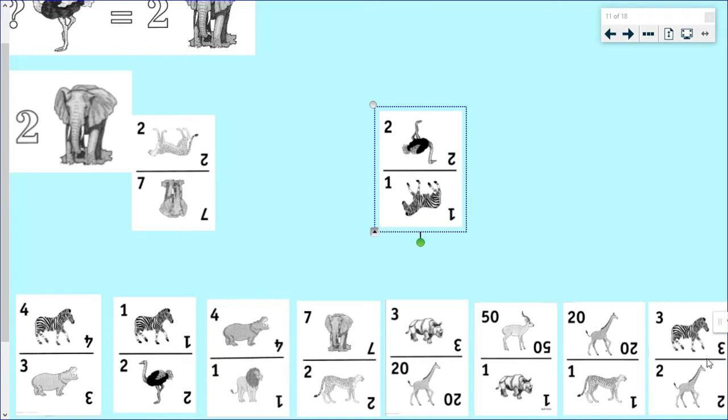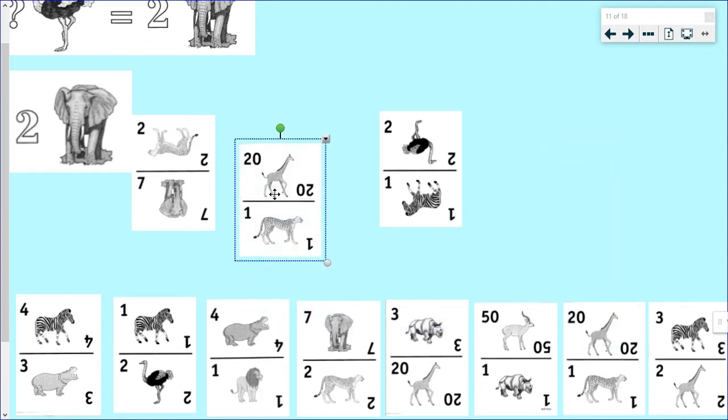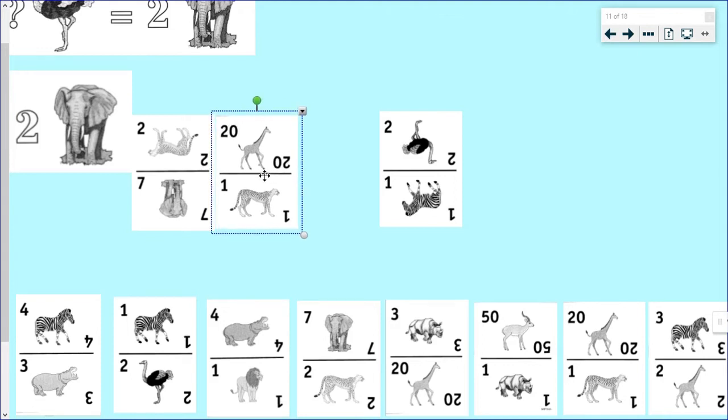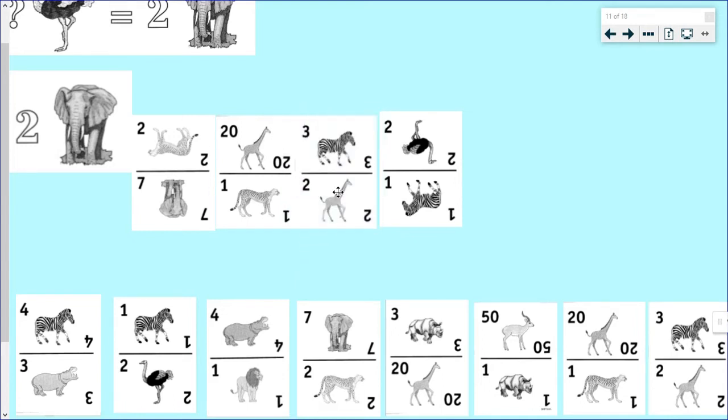So neither one of those is going to work, but I have a card here that is a cheetah and a giraffe. So I can take this one, and I can get rid of my cheetahs here because they're going to cancel. And then I can bring this one up, and I can get rid of my giraffes, they cancel. And then if I bring this one in, my zebras will cancel.